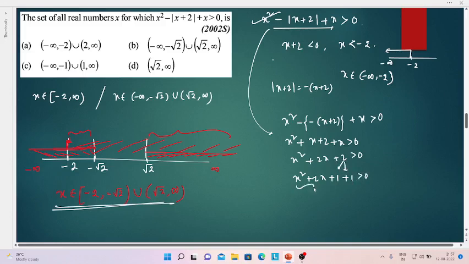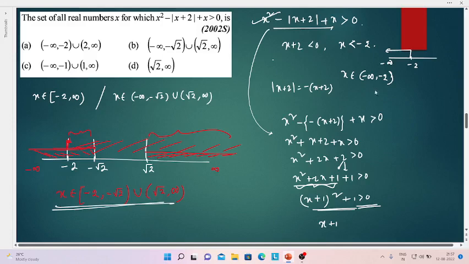You can understand why. Here you can see from this particular equation, we can write this as (x plus 1) whole square plus 1 greater than 0, right? Yes or no? So that particular part will always be positive, right? So this will always be positive.